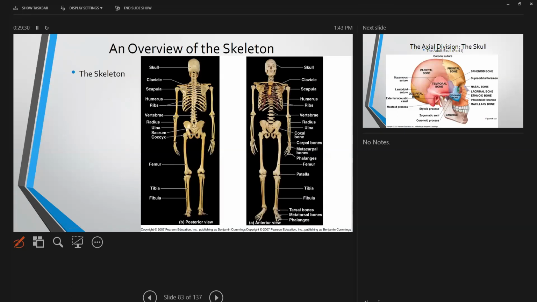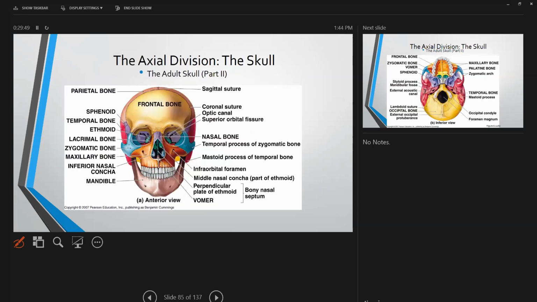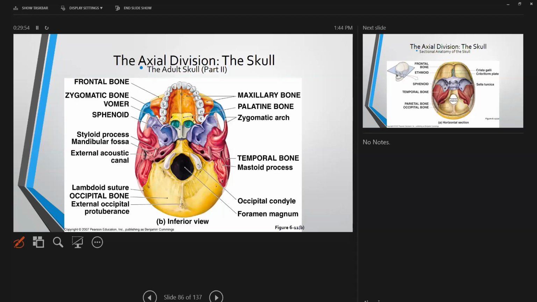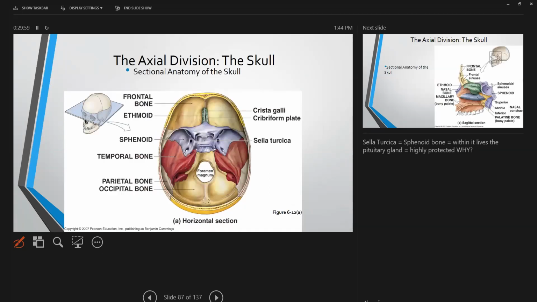So overview of the skeleton. We've got these basic bones. We have to have a good idea of our facial bones as well as the bones of the skull and the suture lines themselves. I will let you do these at your leisure, but you should be comfortable with these. Just review this a couple times so that you get comfortable with it.